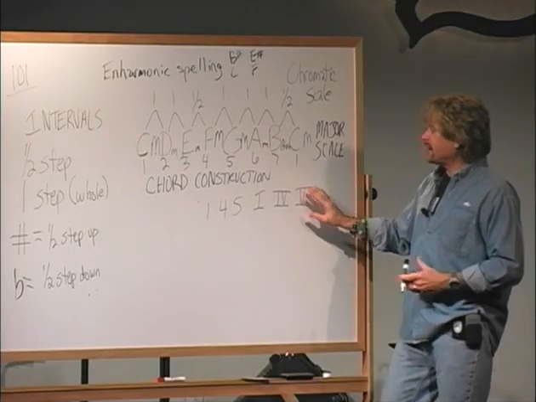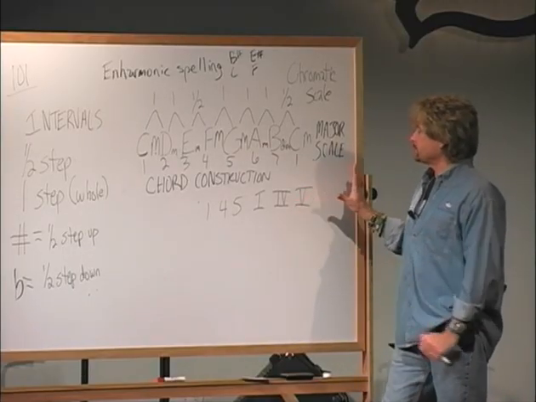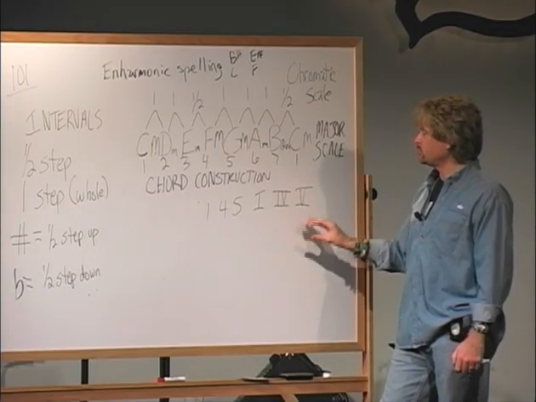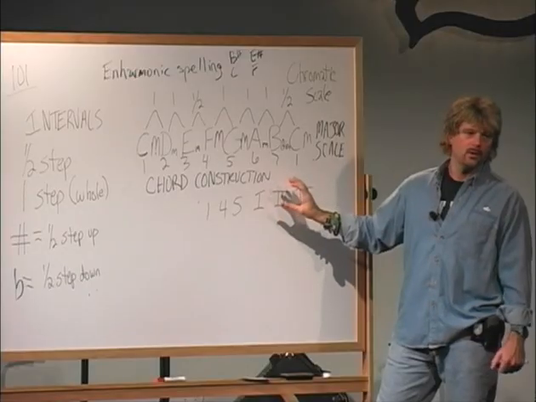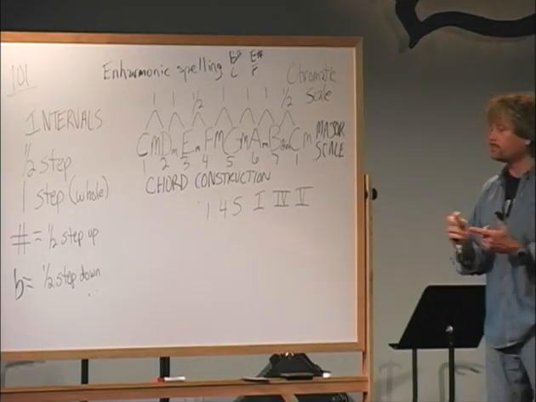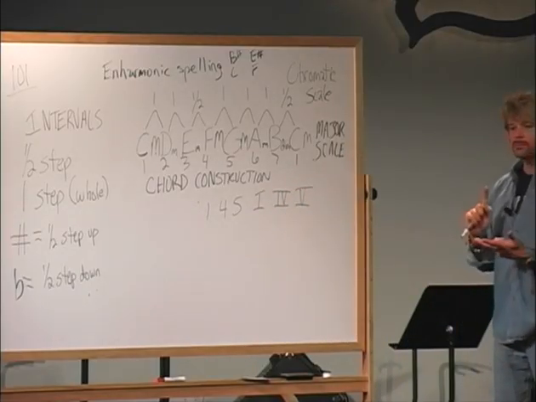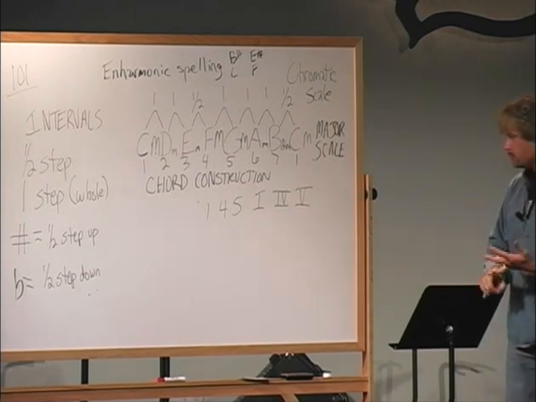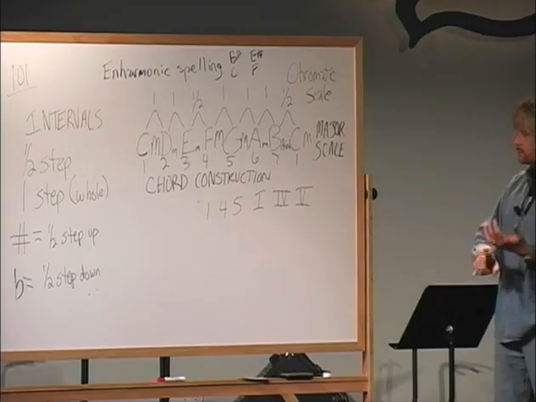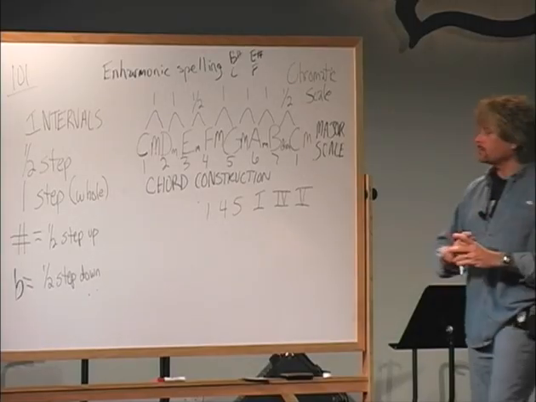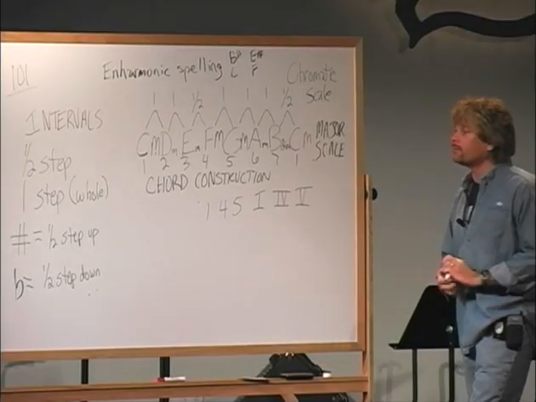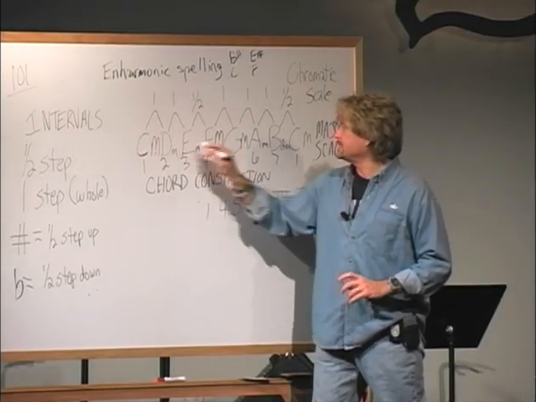The 1, 4, 5 movement is the most common chord movement in all of music. Whether you're dealing with pop music or classical music or country music, or less so with jazz. So the 1, 4, 5 is very common. And if you've been playing it all for very long, you realize C, F, and G.